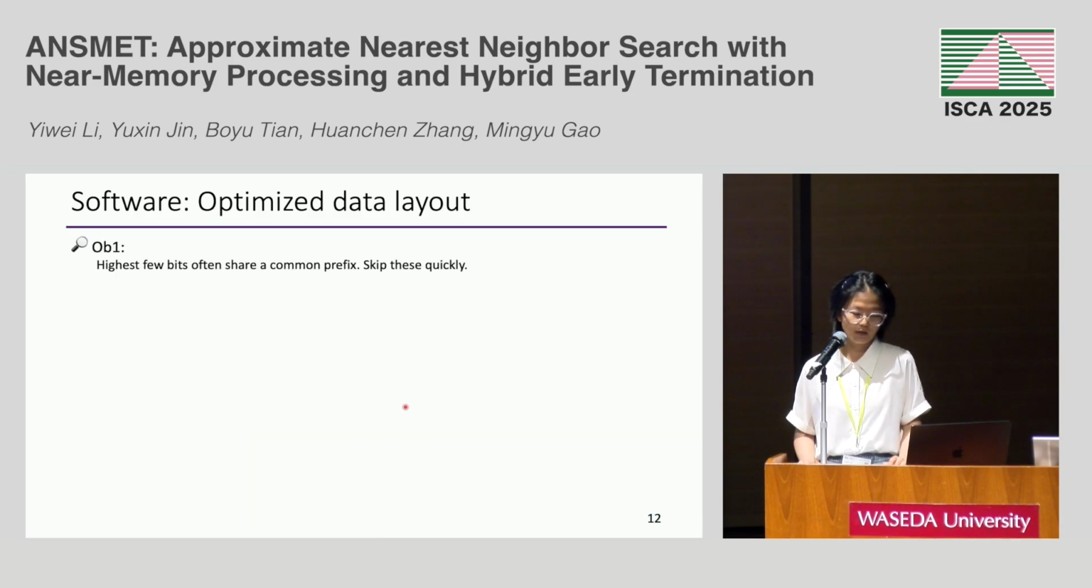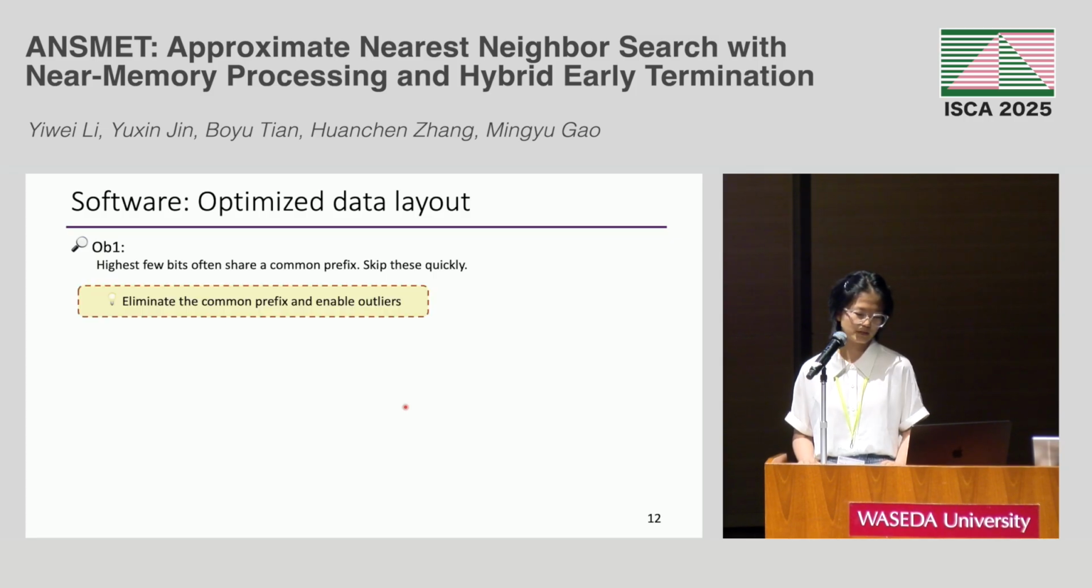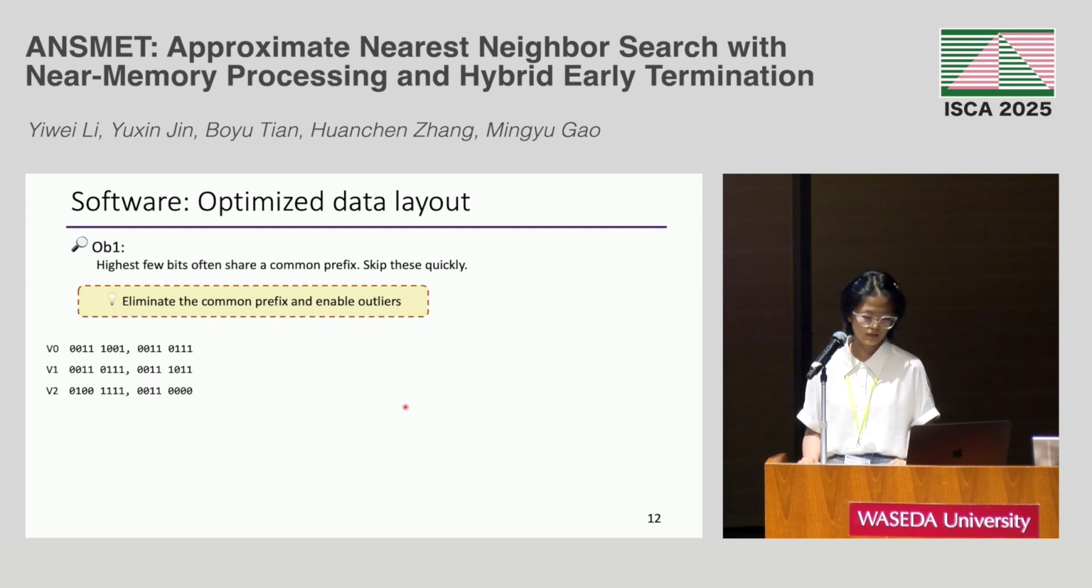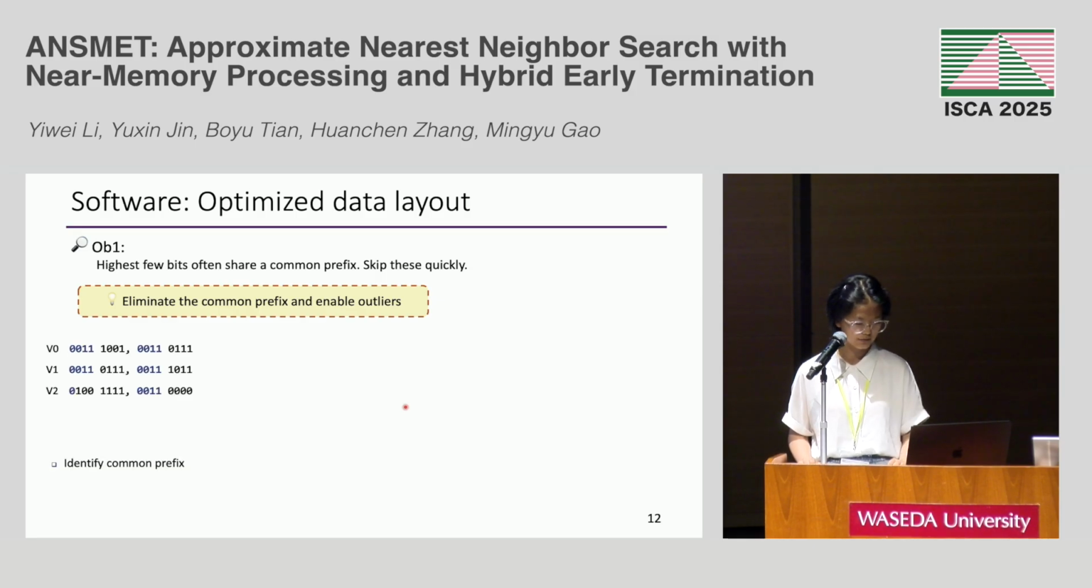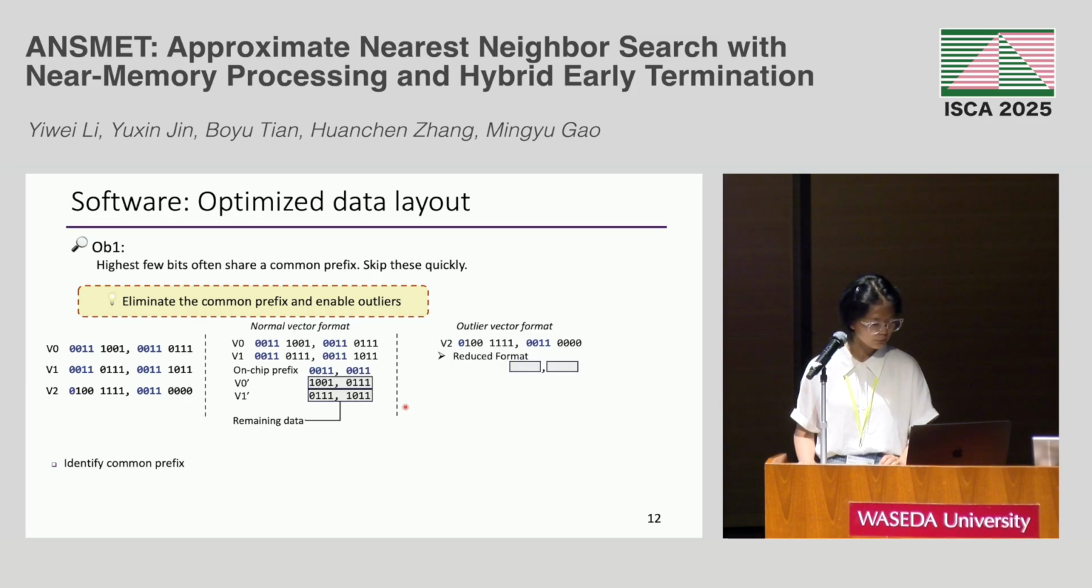Based on the first observation, we should skip the highest few bits if they share the common prefix. So we can eliminate the common prefix and handle the outliers. Here are 3 vectors, vector 0, 1, and 2. On the first step, we identify the common prefix using pre-sampling and find that vector 0 and 1 are normal vectors, and vector 2 has outlier elements. Then we use flags to label each outlier vector.